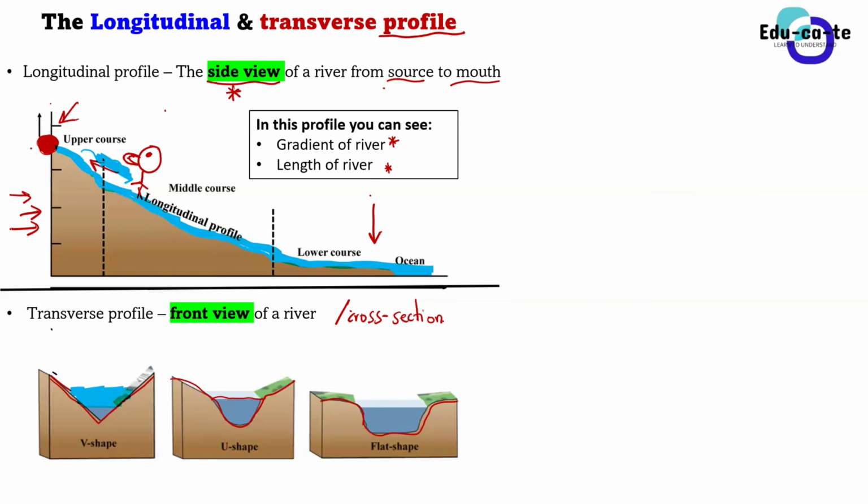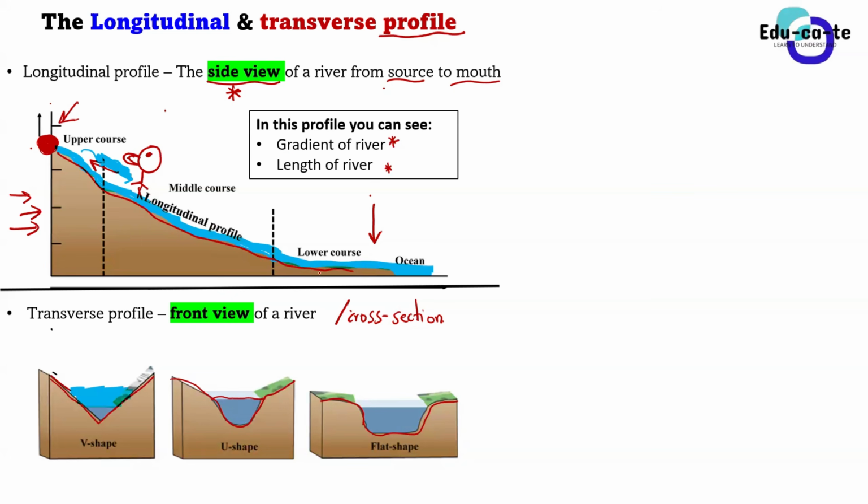The longitudinal profile is the side view. What can you see from it? You are able to see the river's gradient, because you can see how much slope this is. This is a steep slope, right? You guys can see the steep slope just from the side view.